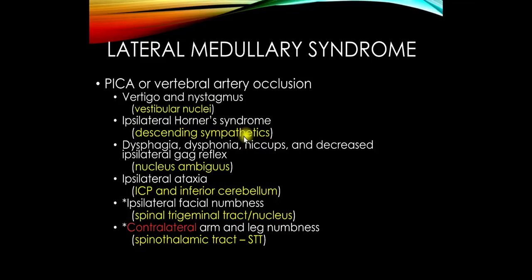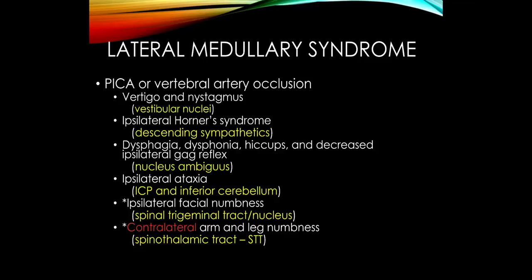Now, the descending sympathetics, we said here in the very first slide of this lecture that this travels through the lateral portion of the brainstem. It's very small, so I haven't asked you to identify it, but it's the lateral medulla. And so if we have a lateral medullary stroke, then the patient will have an ipsilateral Horner syndrome.